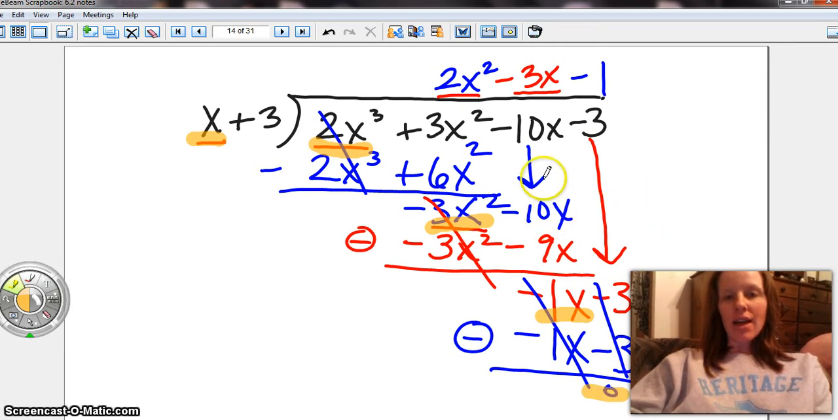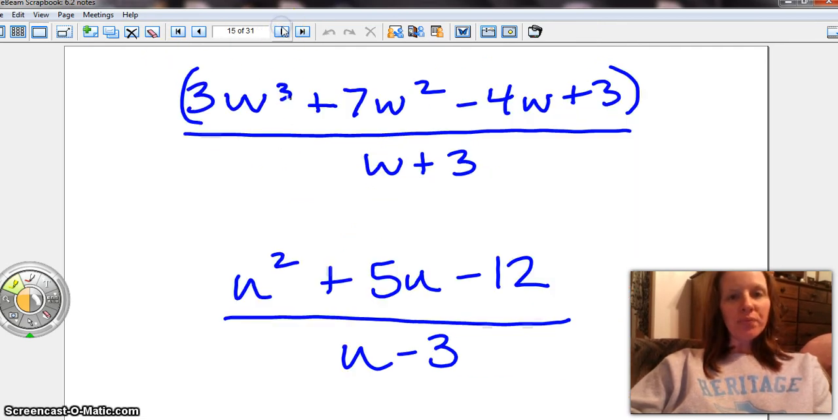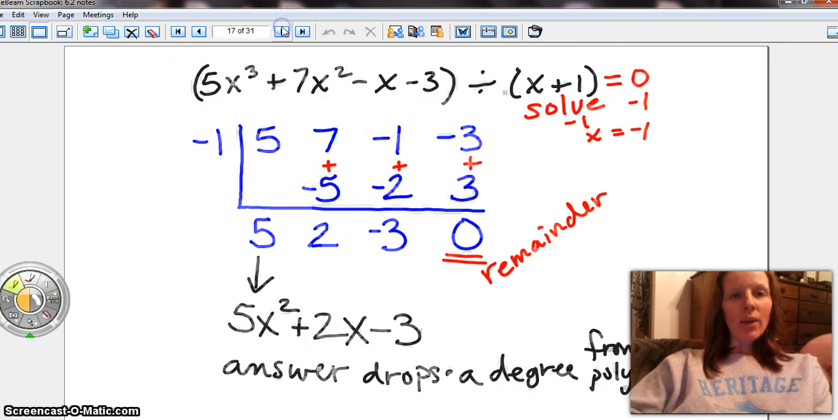So that tells me that x plus 3 was a factor of 2x to the third plus 3x squared minus 10x minus 3. So this is a factor of our polynomial. If I was to multiply x plus 3 times 2x squared minus 3x minus 1, I would indeed get this longer polynomial. So that was our long division. And now we can set up a synthetic division problem.